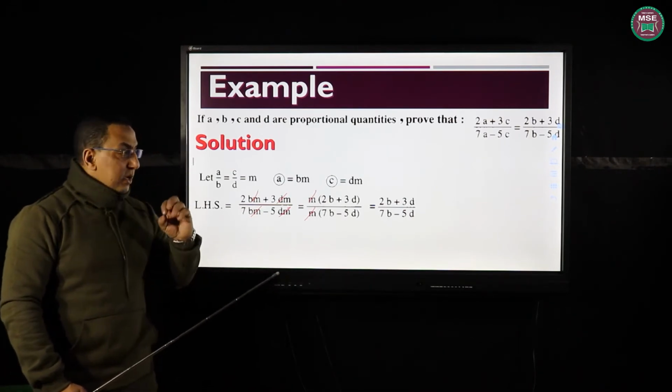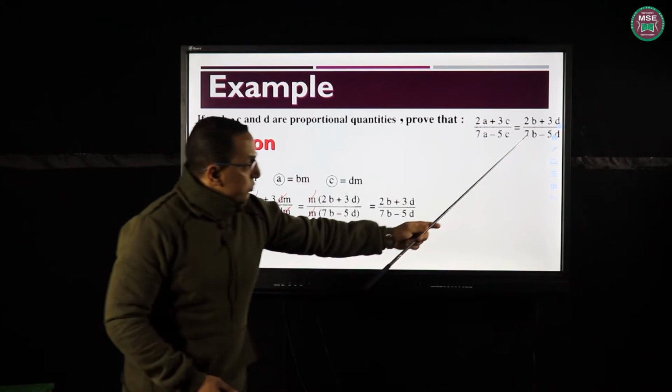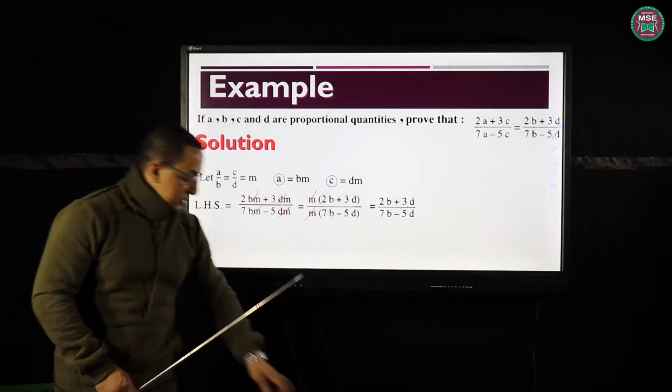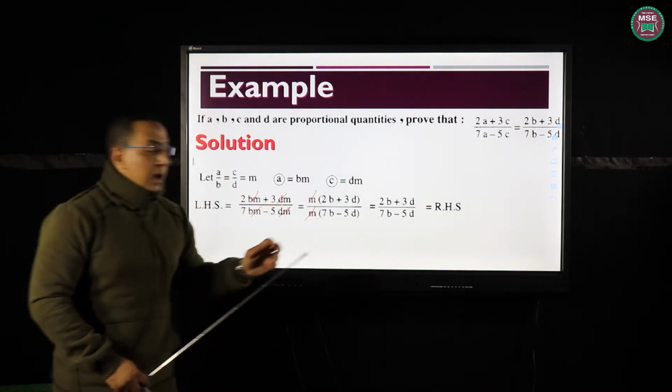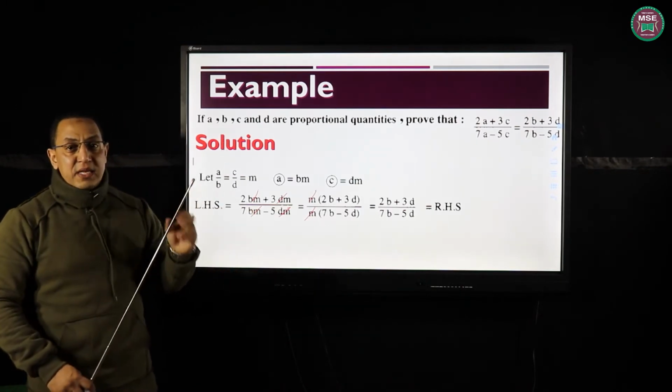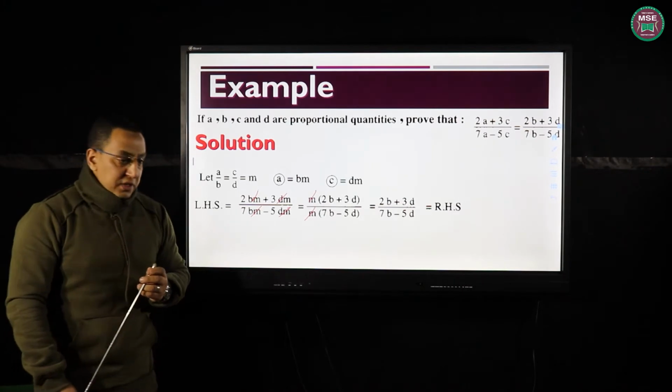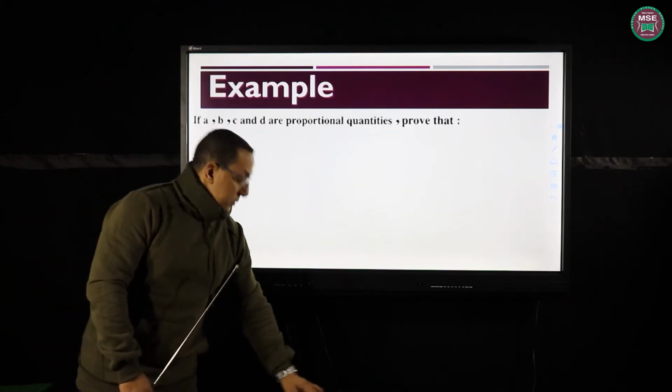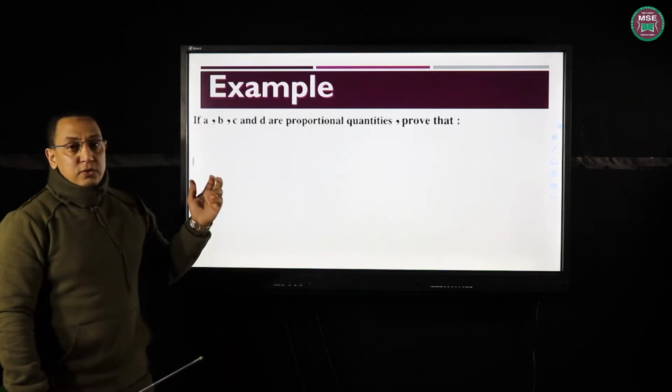By looking carefully, this expression equals the right hand side like this. So I have now proved this expression by using the given that a, b, c, and d are proportional quantities. Okay, now let's solve another example.